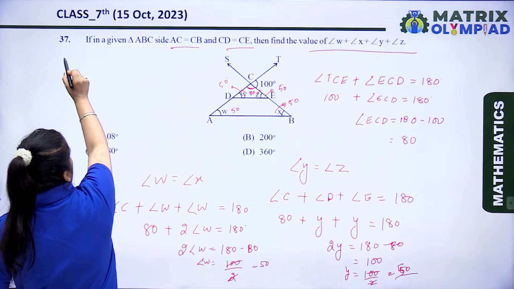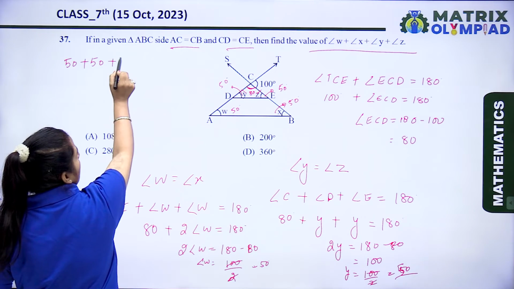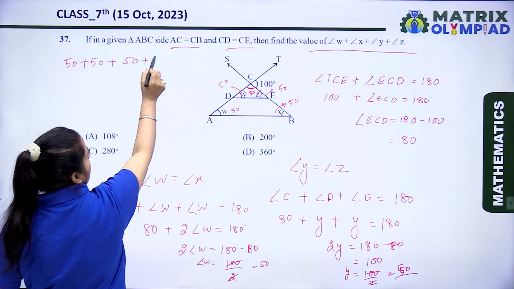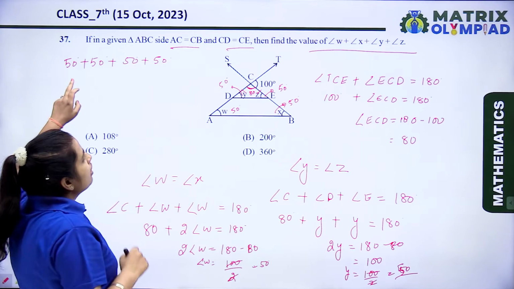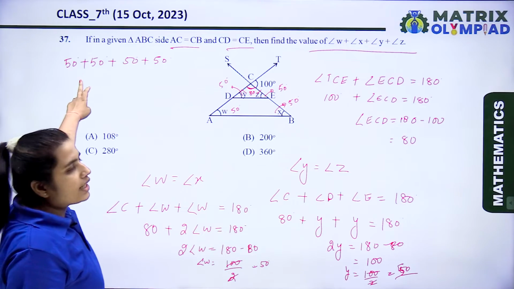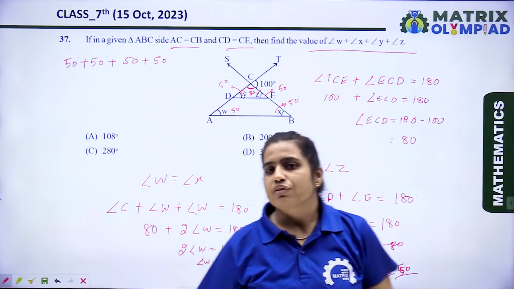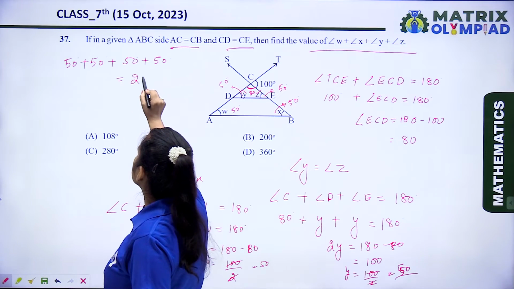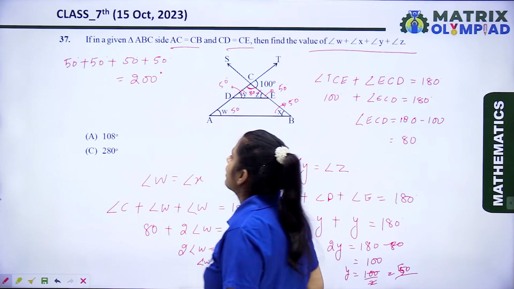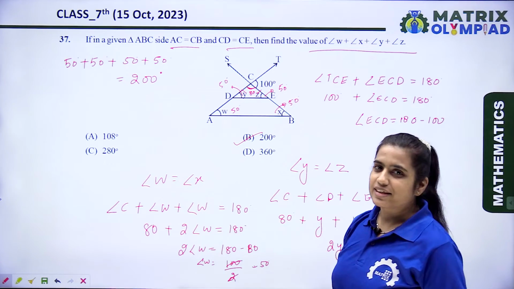Let's put the values. Angle W is also 50, angle X is also 50, angle Y is also 50 and angle Z is also 50. So after adding all these angles, we get 200 degree. So here option B is the correct answer.